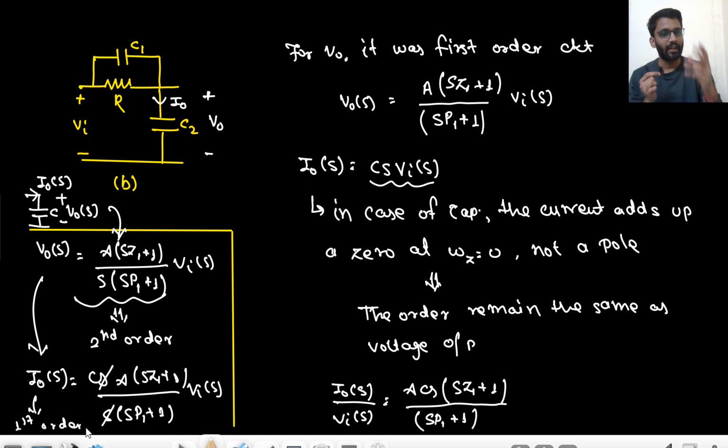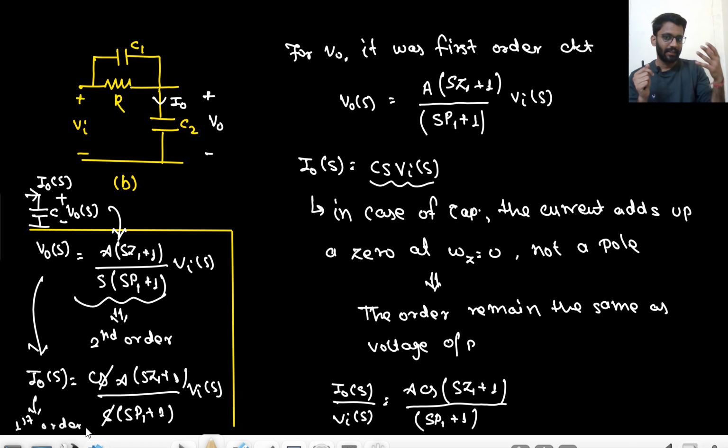Why you can't say that? Because you need to check if you are having a pole at omega equals to zero or not. Because the current will add up a zero at omega equals to zero. Did you understand the point? What the point that I wanted to deliver here? The current will add up a zero at omega equals to zero. When you are writing the voltage, just make sure that if you are having a pole at omega equals to zero and you are saying that your circuit is second order, then when you go to the current, there would be a zero at omega equals to zero. So that pole and zero will get cancelled and effectively your order will become first order circuit.